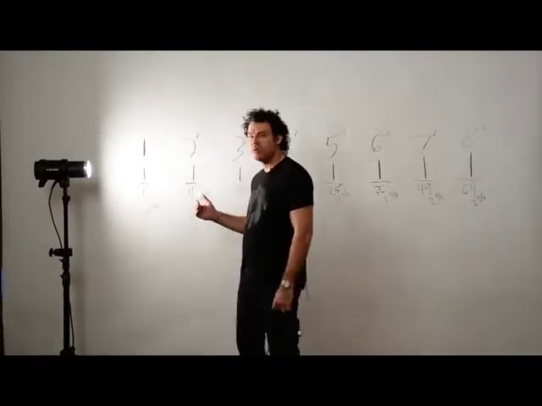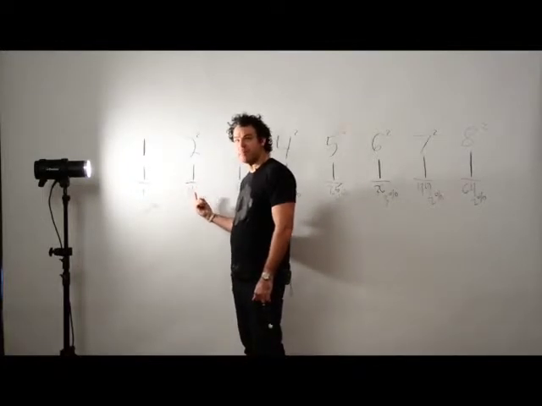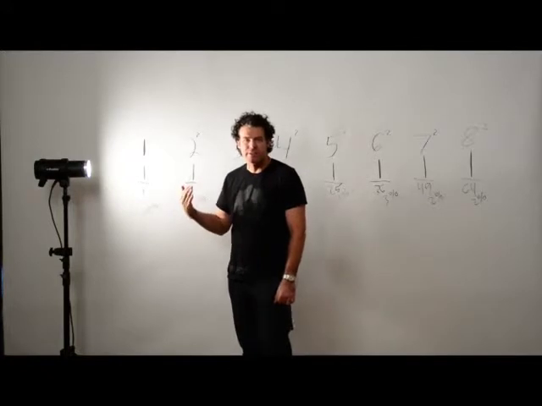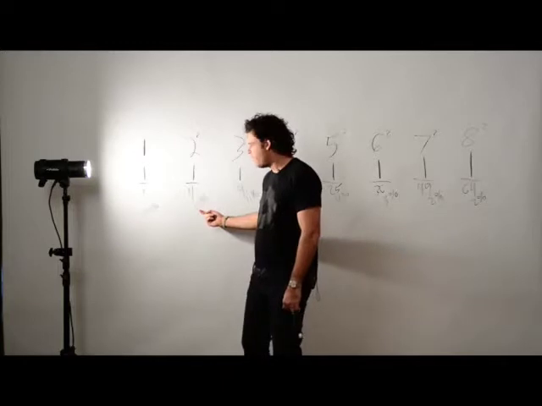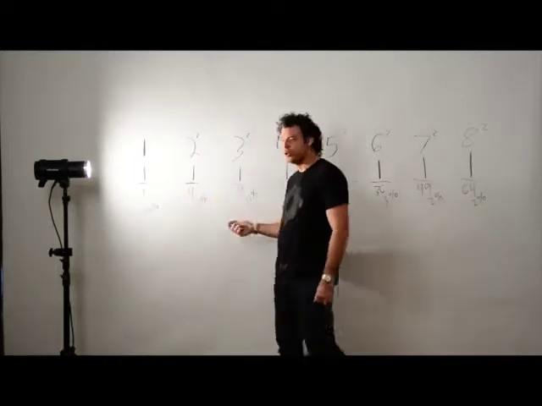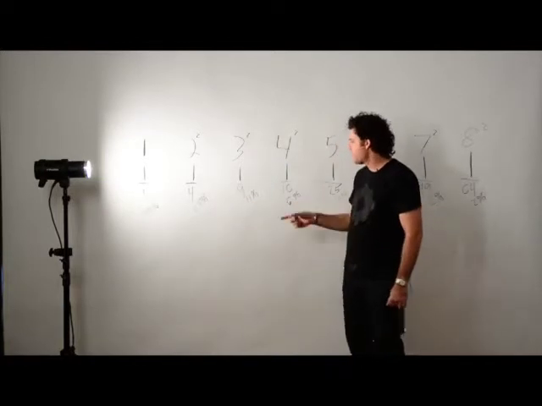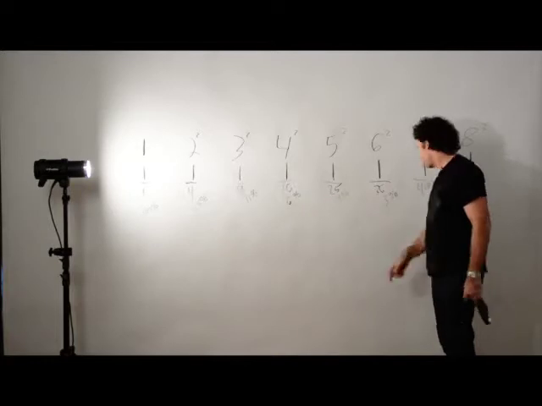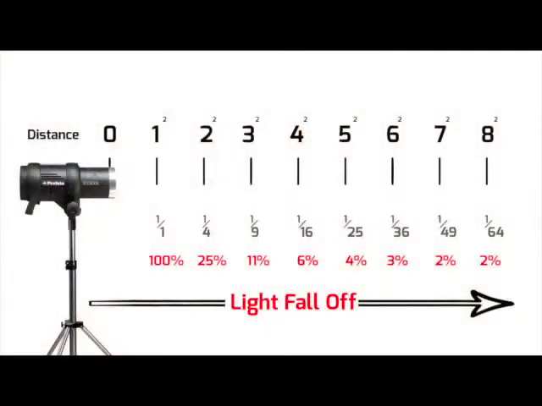Every time you double the distance, you drop the amount of light 75%. It doesn't matter if it's a foot or an inch or a yard or whatever. Doubling the distance is going to drop your light 75%. So watch, from 100 to 25 in 1 foot. Now we're gonna go 2 to 4 feet. We're gonna drop it from 25% to 6%. Then from 4 feet to 8 feet, we're gonna drop it from 6% down to 2%. Every time you double the distance, 75% gone.